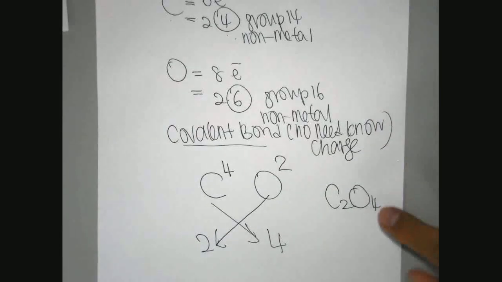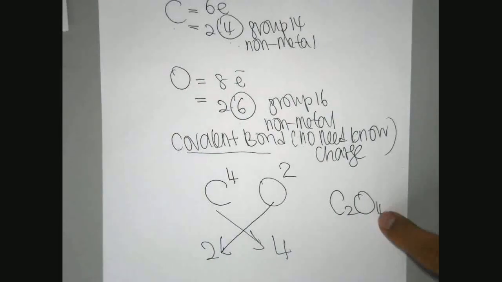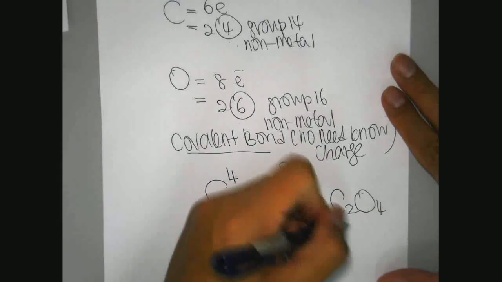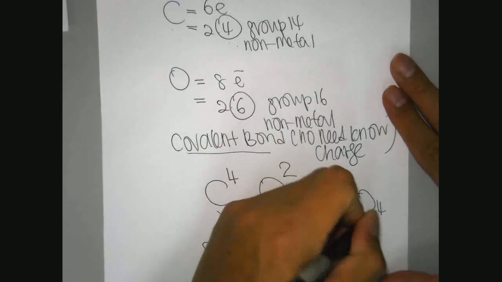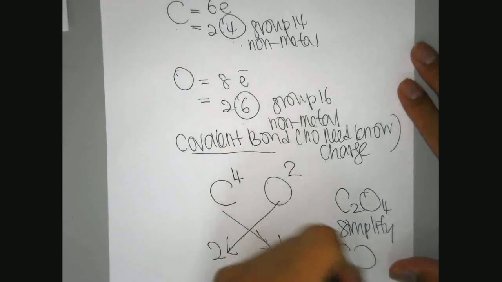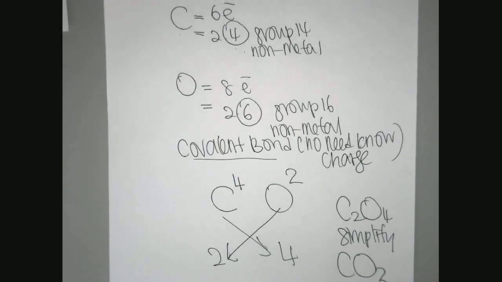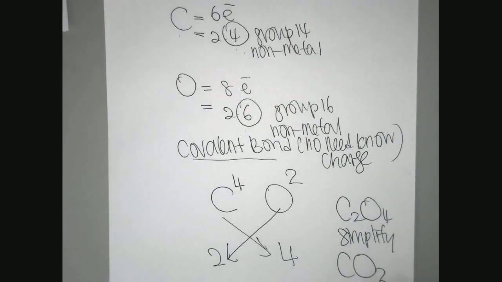C2O4, this formula, whenever we realize the number can be simplified, we must simplify it. So we can simplify the whole thing by dividing by 2 on both sides. If we divide by 2 on both sides, we're going to get CO2. So once we know the formula is CO2, we should be able to draw it out.